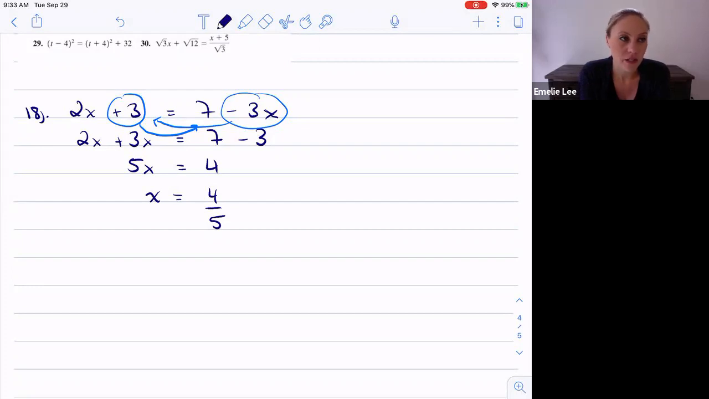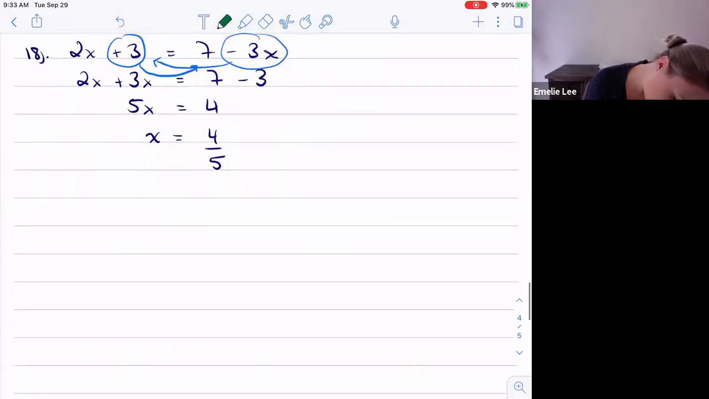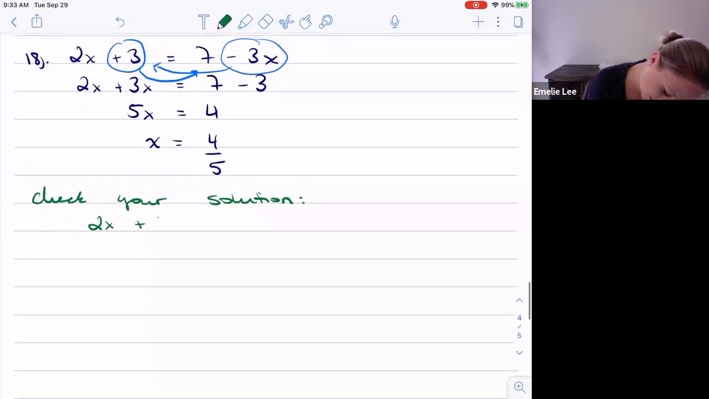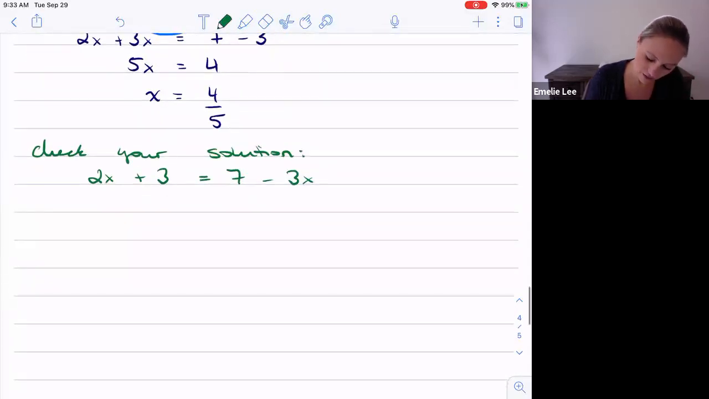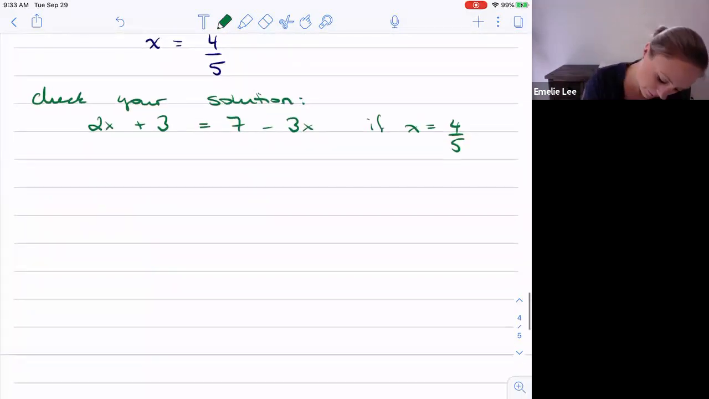It's going to be a good idea to check your work as you go. So here, check your solution. What we're saying is that 2x plus 3 should equal 7 minus 3x if x is 4 over 5. That's what we're saying, right? So what I'm going to do is plug in 4 over 5 for x here, and hopefully I get that they're equal. Right? Otherwise, it's not a solution.